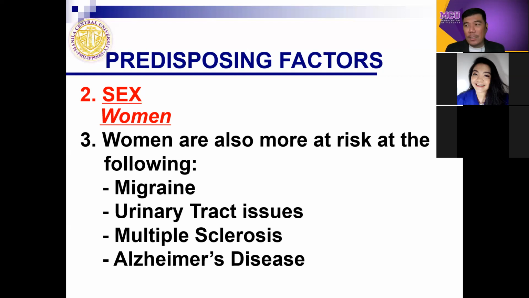How about Alzheimer's? Anyone who knows Alzheimer's po? Ang Alzheimer's naman po, mas prone po ang women or female, simply because ang Alzheimer's po ay described as a progressive condition. Pag sinabi natin progressive condition, unti-unti pong nagkakaroon ng problem sa behavior, sa thinking at saka sa memory. So mas prone po ang women sa Alzheimer's disease.